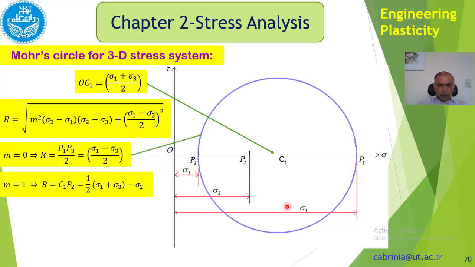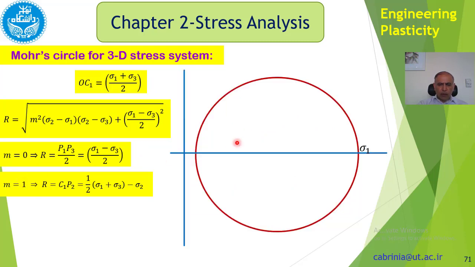Okay, so I'll just show you these circles here. As you can see, from this circle we go to that circle as we change m from 0 to 1. So that's how it changes.